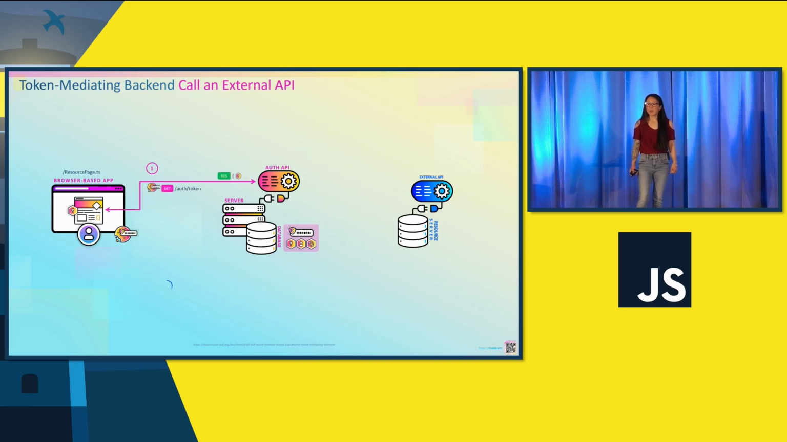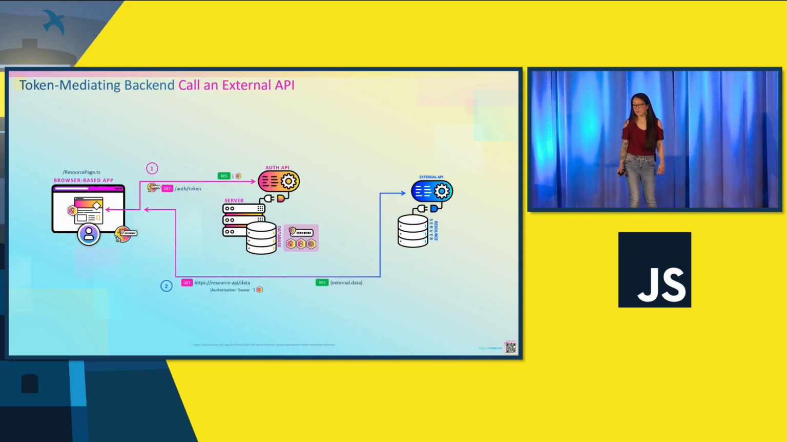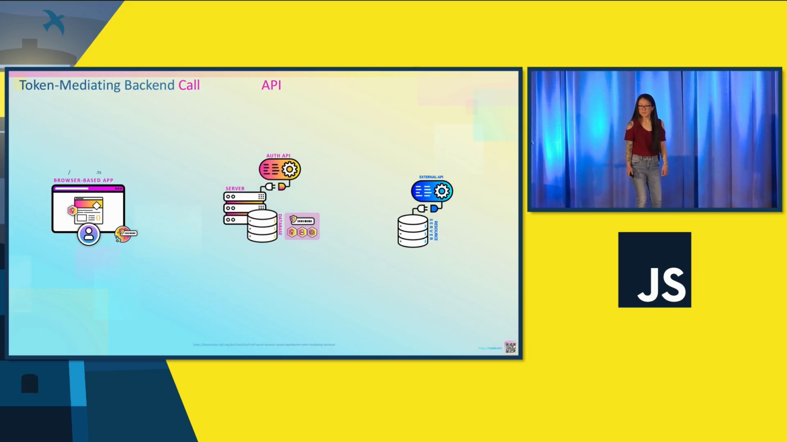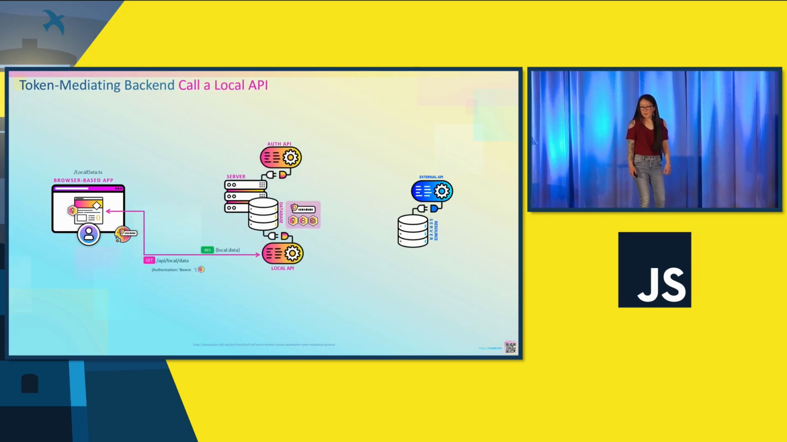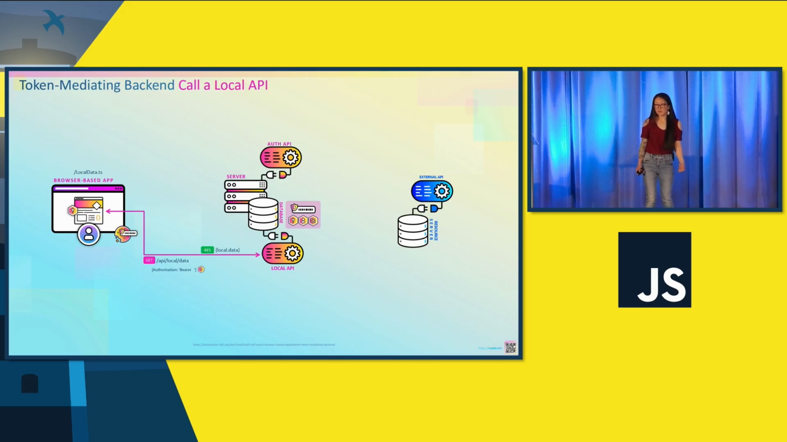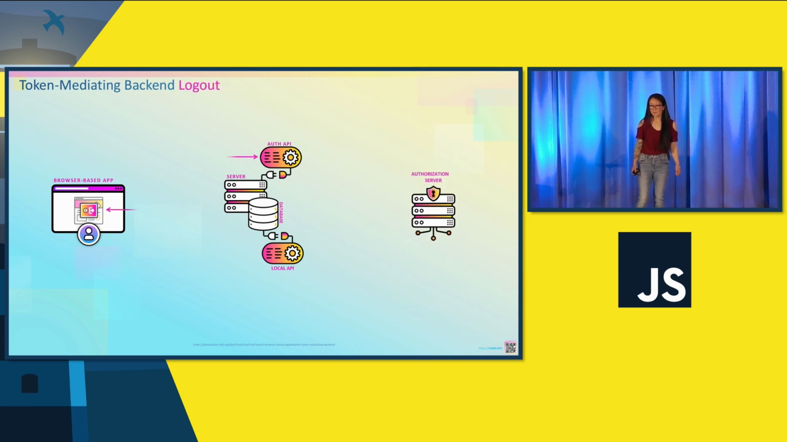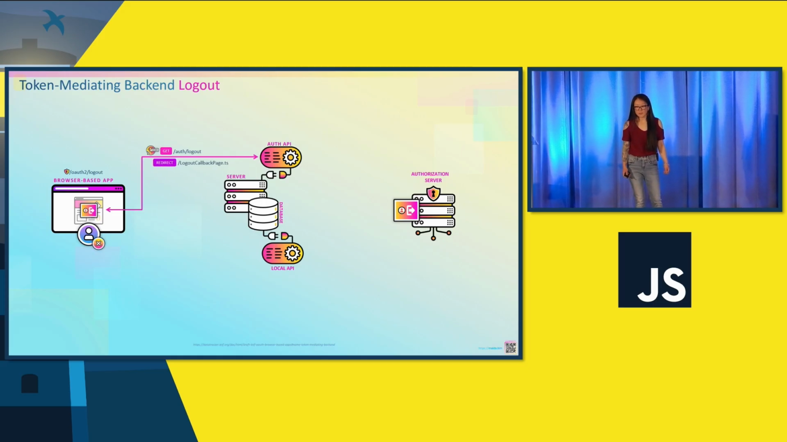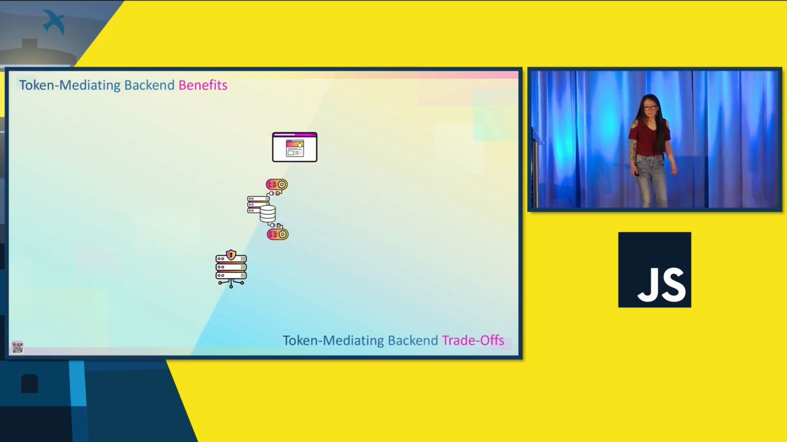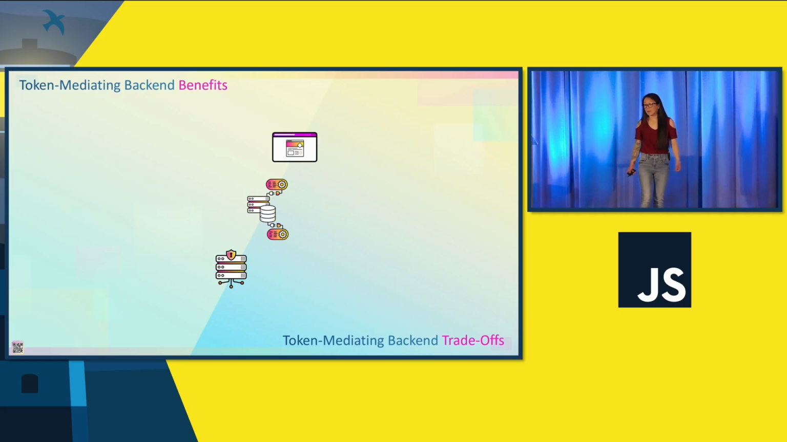Alternatively, you could preemptively request a fresh token from the backend before you call the resource API. And you can also fetch data from local APIs with the authorization header and the access token, or with the session ID cookie. Finally, logout works the same way it does in backend for front end. And in many ways, token mediating backend is similar to backend for front end and shares some of the same benefits. So auth flows take place in the backend.